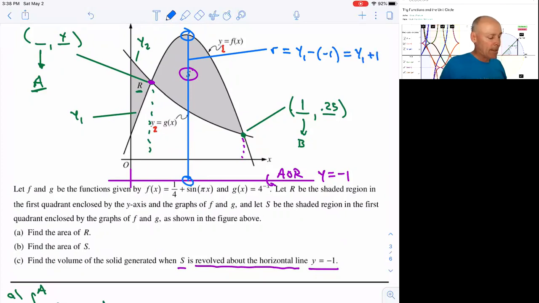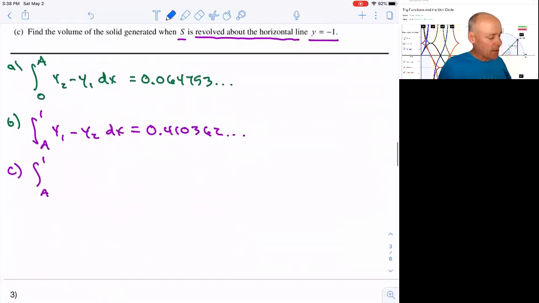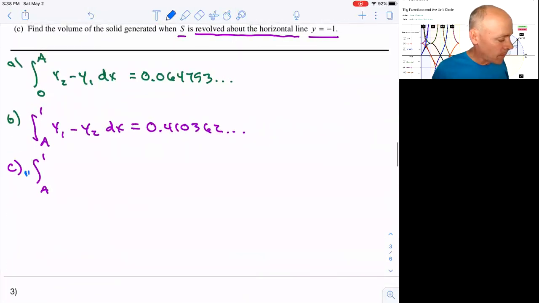I'm going to put pi out in front here, and then that's going to be my lowercase r. So again, pi r squared is my integrand. There's the pi, and the r is going to be y sub 1 plus 1 squared dx.